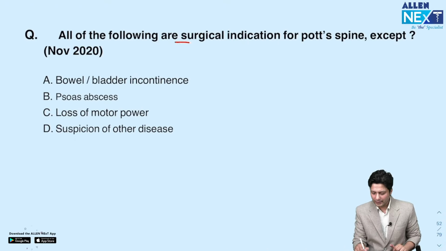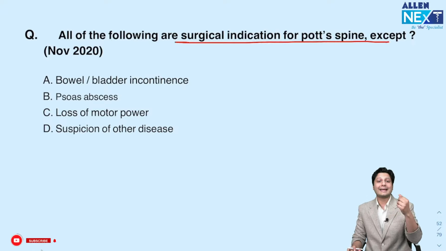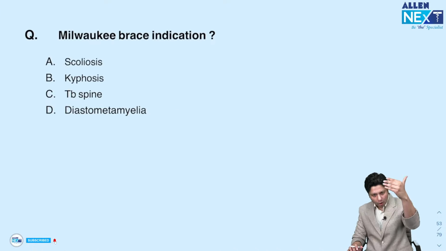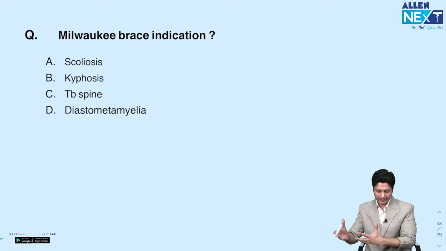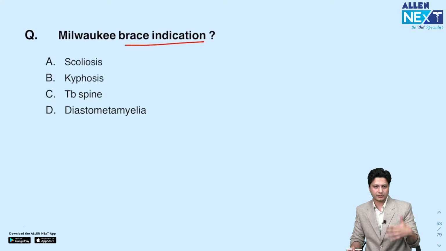Next, all of the following are the surgical indications of Pott's spine except: which one is the exception? Milwaukee brace, what is the indication? So these were the questions.